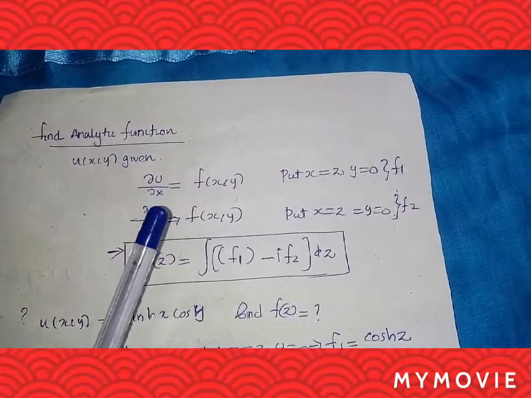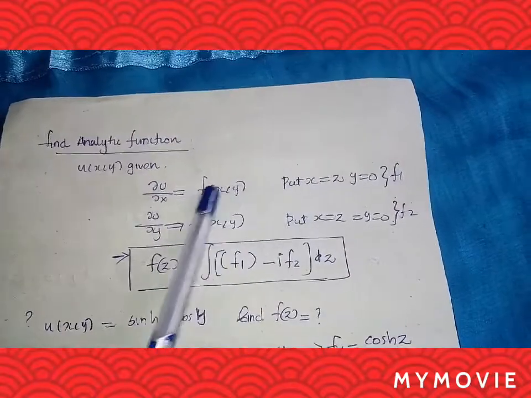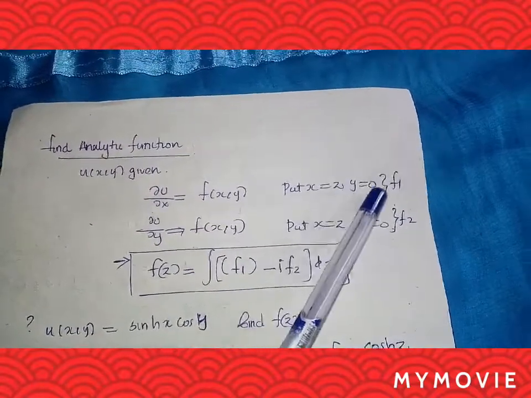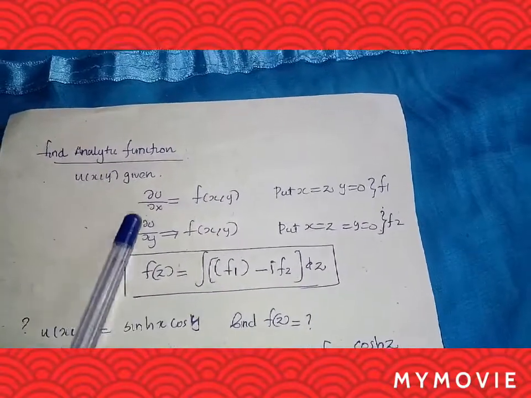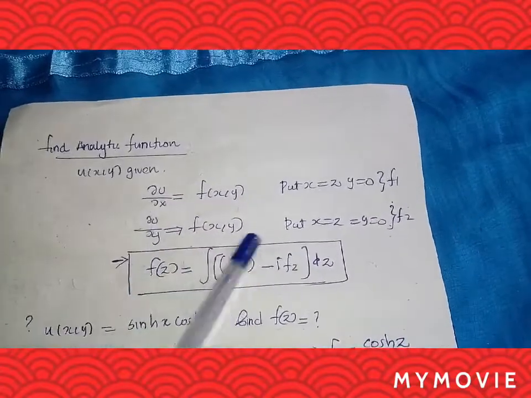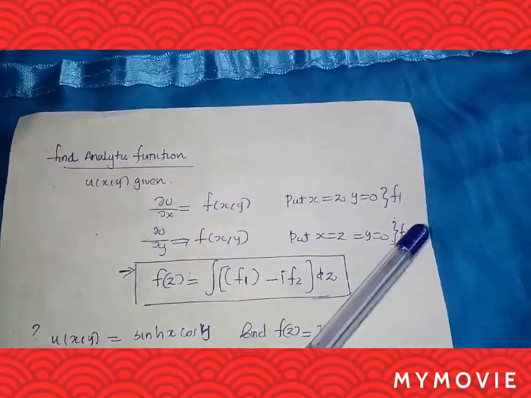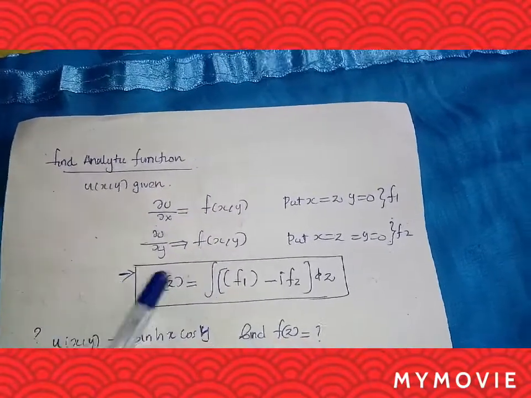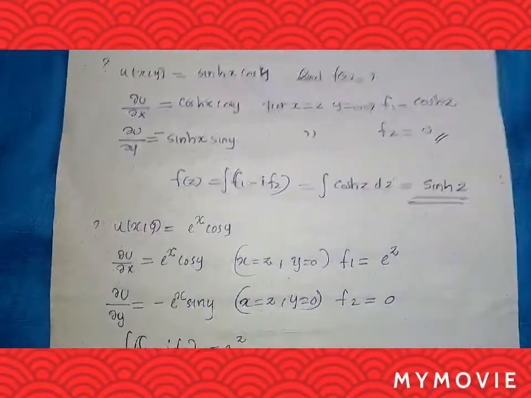Differentiate u with respect to x, that is f of xy, and put x equal to z and y equal to 0. The function is called f1. Then find dou u by dou y and put x equal to z and y equal to 0, that is f2. So f of z is equal to integral of f1 minus i f2 dz. Okay. Consider this example.